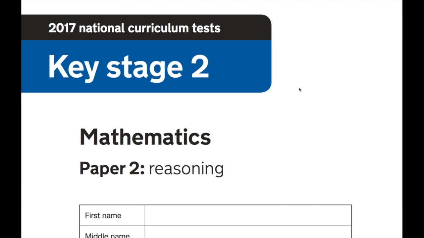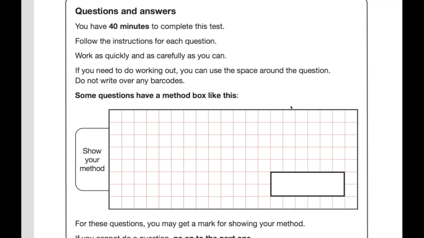Welcome to my walkthrough of the Key Stage 2 MathSats Paper 2, the reasoning paper. What I'd recommend you do, like in the last video, is print off this paper, the link's in the description, and spend the 40 minutes doing it. Make sure you stick to the time, and once you've finished and you're happy with it, come back and look at this video and see if you got the marks, and if not, see how you can get them next time.